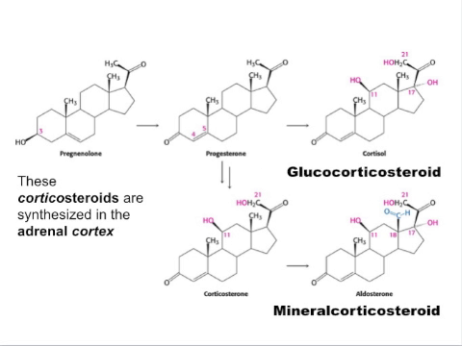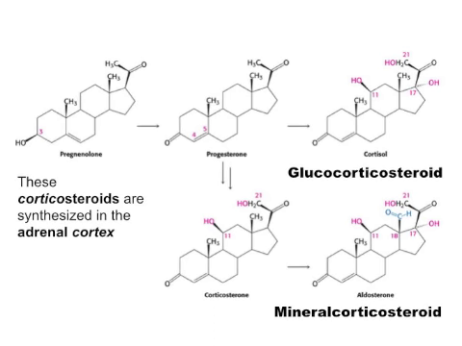These corticosteroids are synthesized in the adrenal cortex. The adrenal cortex is a portion of the adrenal glands that synthesize corticosteroids. We can think of the adrenal cortex as being the rind of the adrenal gland, and the adrenal medulla is the center of the gland. You'll recall that the adrenal medulla is important in the synthesis and the release of epinephrine, also known as adrenaline. The cortex, however, is important for the synthesis of corticosteroids.